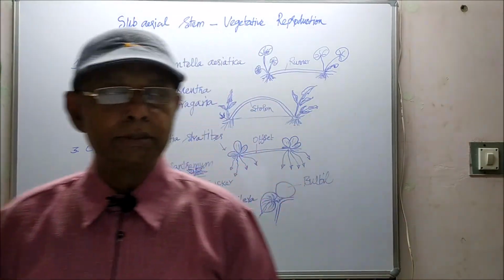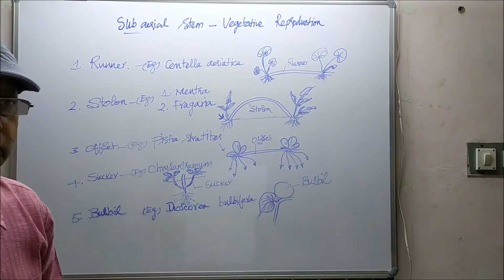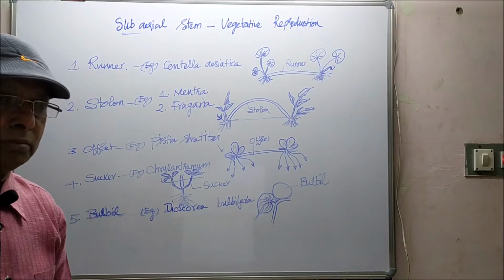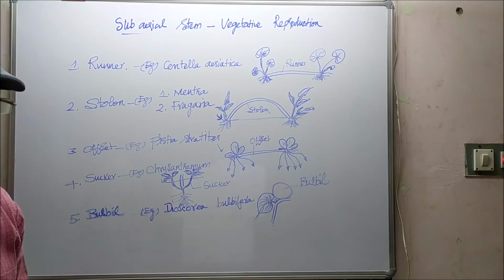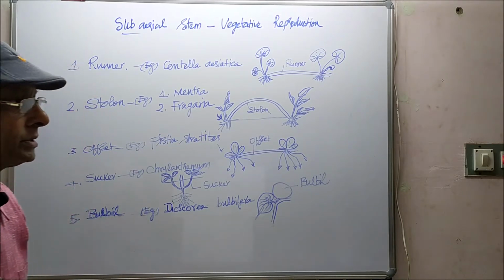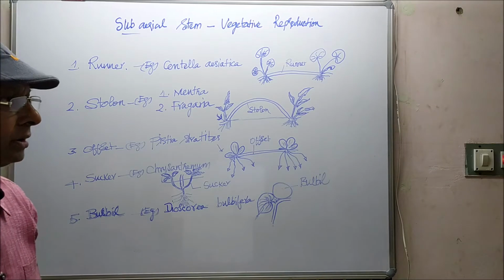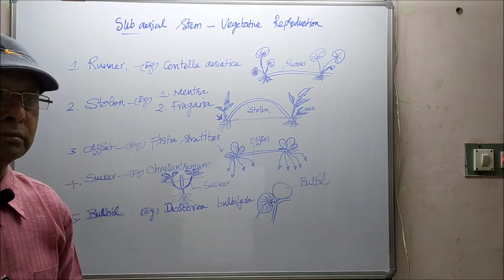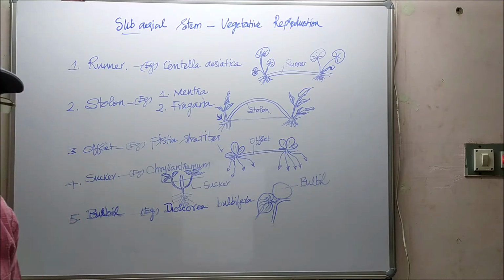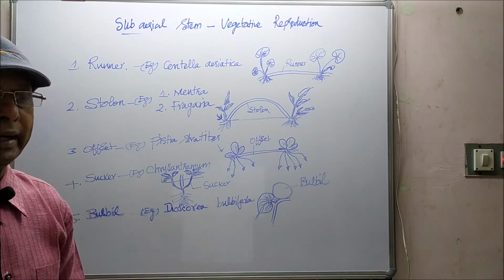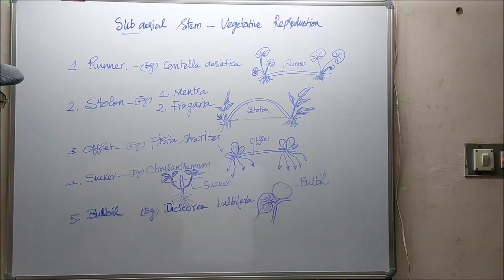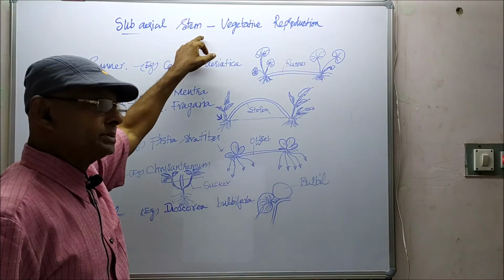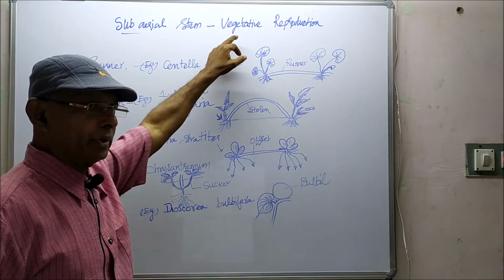My dear students, now we will see about vegetative reproduction by means of the stem. Already we have covered the underground stem modifications for vegetative reproduction. In the underground stem, we have seen rhizome, corm, tuber and bulb. Now we will see the subaerial stem modification for vegetative reproduction.